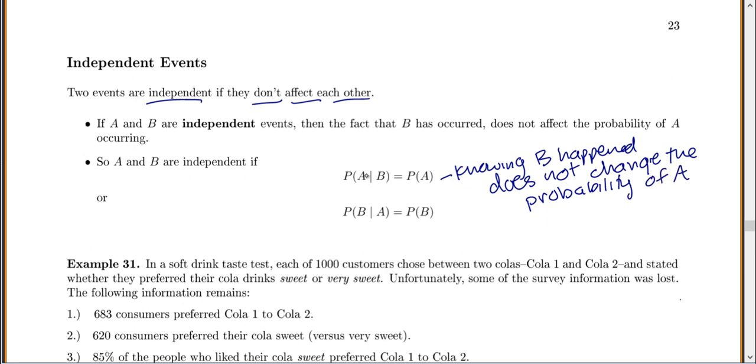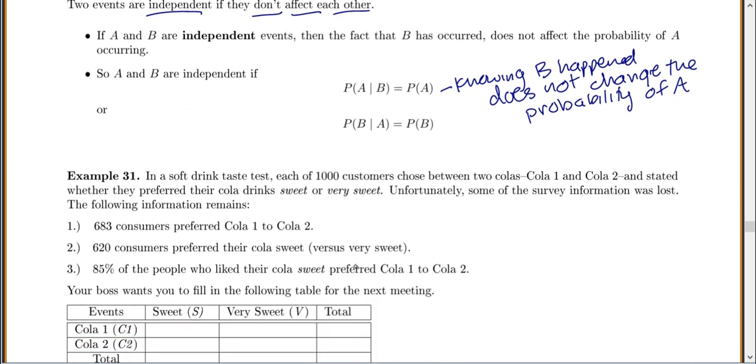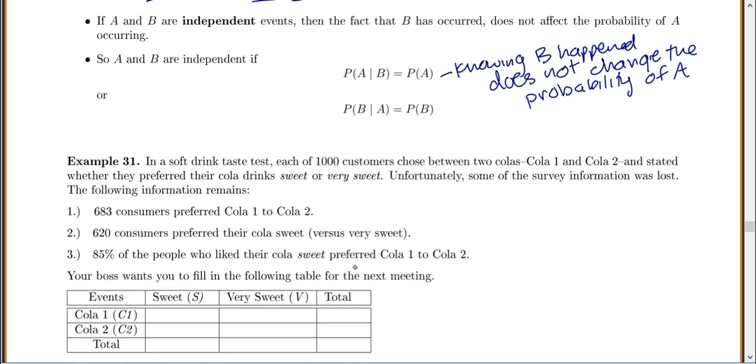Okay, so the probability of A, if you know B happened, is still equal to the probability of A. Or similarly, the probability of B, if you know A happened, is equal to the probability of B. And if they're independent, you should be able to check either one of these. And if they're equal, you know they're independent.